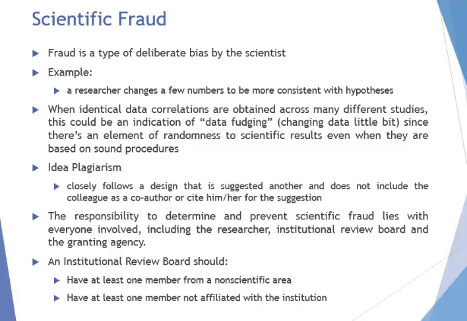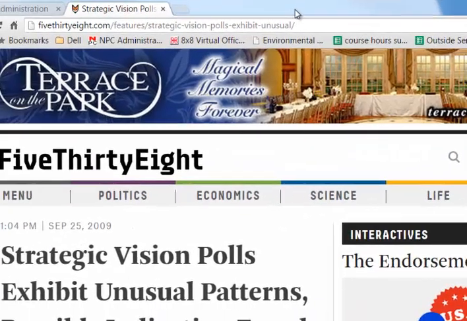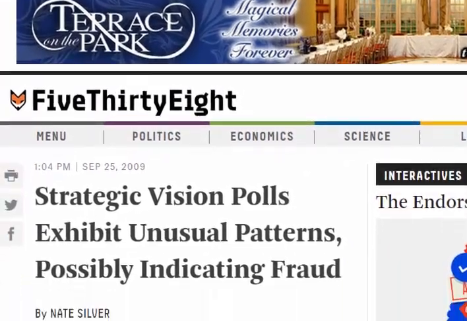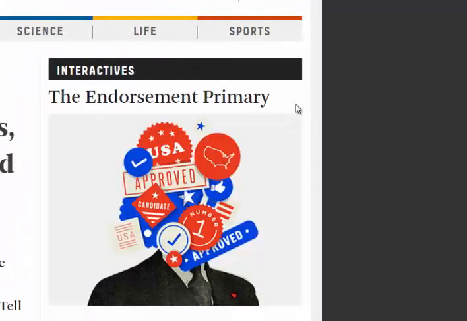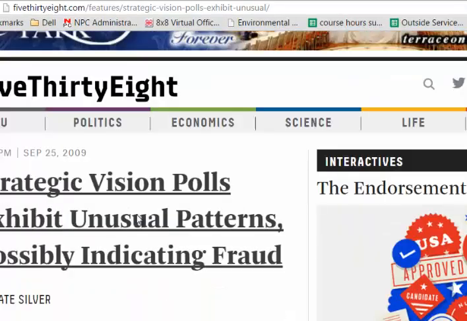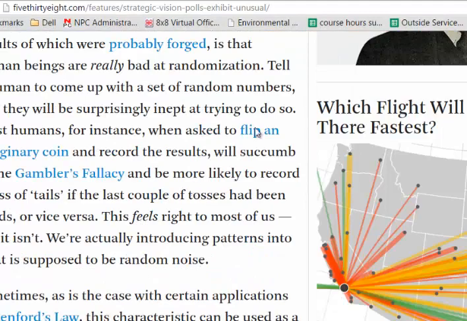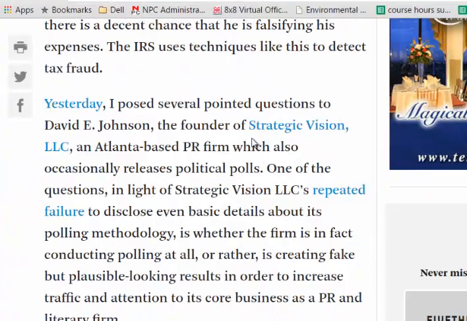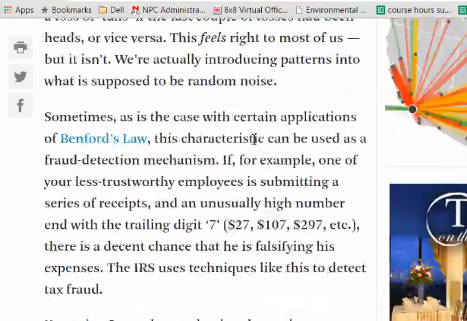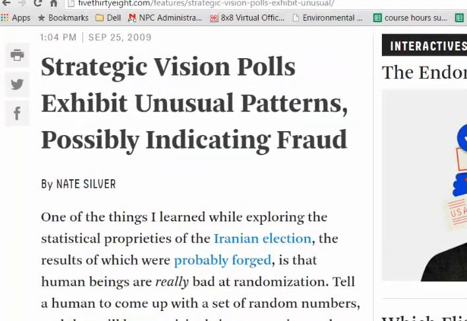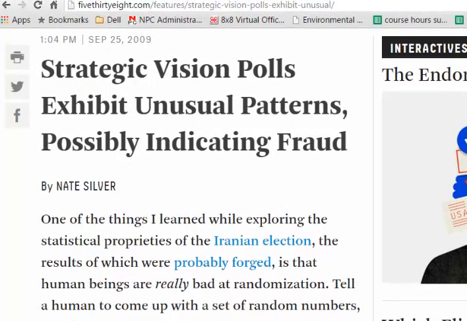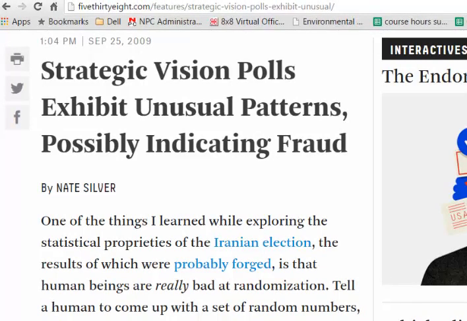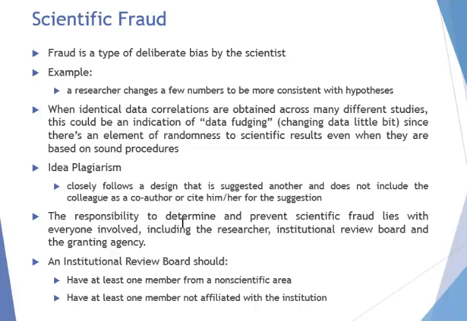If you're interested, you can Google it. Well, let me find it for you. Okay, here's the article. I found it if you're interested in it. This is the article that he wrote about it, and this is the URL if you're curious: 538.com/features/strategic-vision-polls-exhibit-unusual. Alright, anyway, you can look at that another time if you're interested.